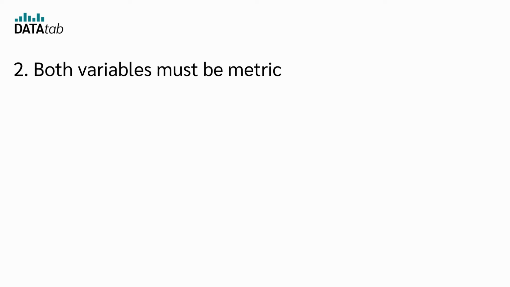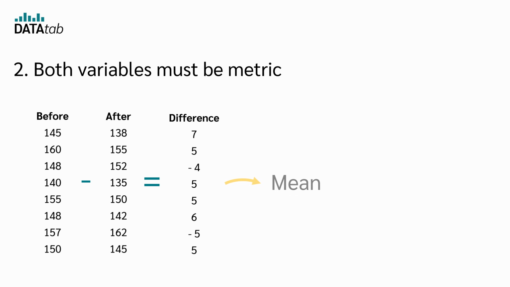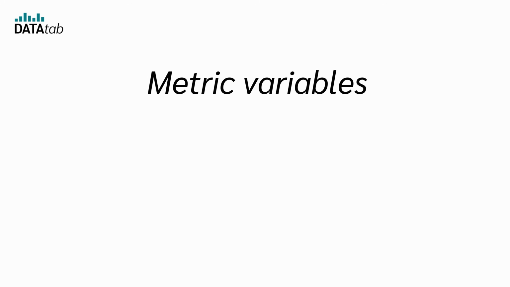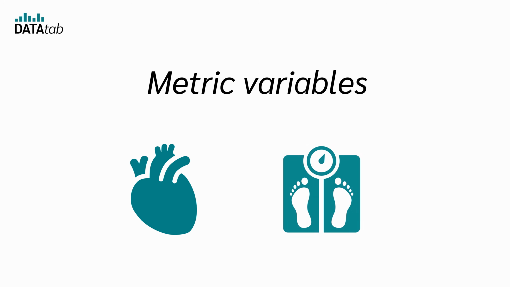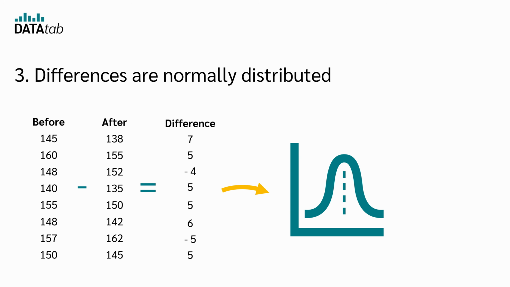Number 2, both variables must be metric. In a paired samples t-test, we calculate the difference between the 2 paired values and then compute the mean. This only makes sense if the values are metric. Metric variables are, for example, a person's blood pressure or body weight. And thirdly, the differences between the paired values are normally distributed. Otherwise, the p-value cannot be interpreted meaningfully.